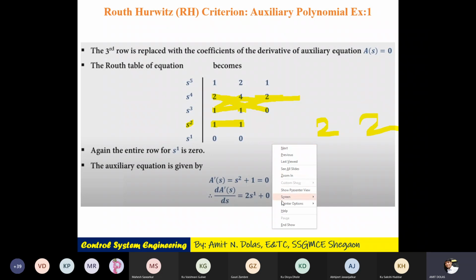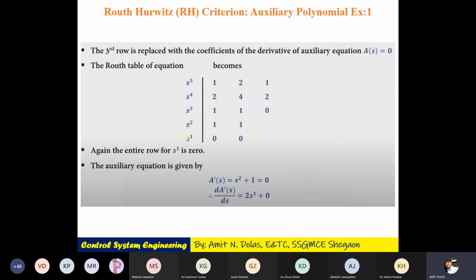Later on we'll come down to the next degree, that is s to the power 1, and do the calculation. I'm interested in this bit. So 1 into 1 minus 1 into 1, that will of course be 0. Again this will be here, right? 1 into 0, so it will be 0. So you can see there is repetition of the previous condition. So the entire row is 0 for s to the power 1.